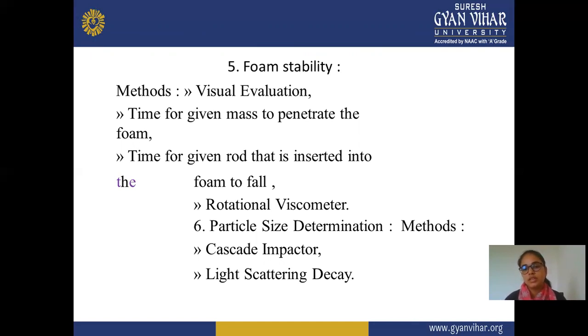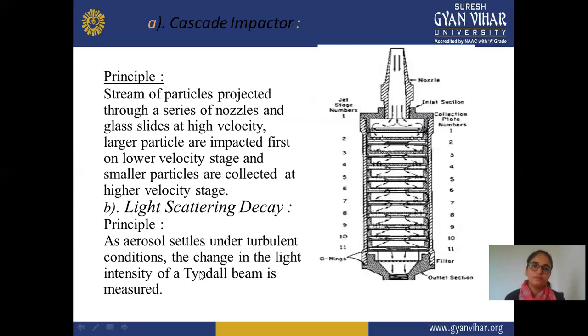These two methods easily check the particle size present in a propellant, whether there is a uniform size or not, or whether it is a small size particle or large size particle. So these two methods, cascade impactor as well as light scattering decay, can easily answer this test, and also explain whether the size is uniform or not, or small or large. So this is particle size determination.